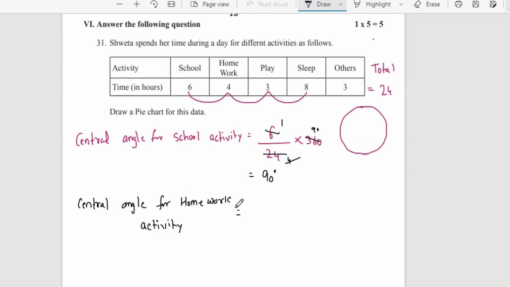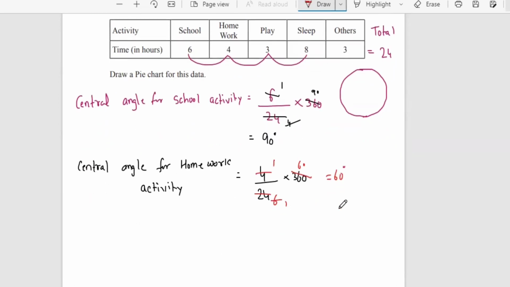How many hours are we spending on the homework? 4 divided by the total hours, that is 24, into 360. The denominator and the multiplication by 360 remain constant for all the calculations. Remember, 4 ones are 4, 4 sixes are 24. 6 ones are 6, and 6 tens are 60. So we got the central angle as 60 degrees for the homework activity.